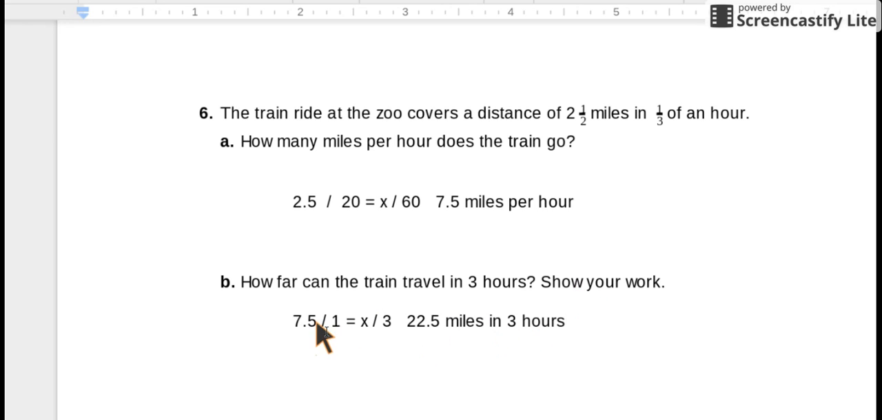By showing your work, you show the proportion you used. Now, a lot of people saw the unit rate, and they knew that 7.5 miles was traveled in 1 hour. So to figure out how many miles they traveled in 3 hours, all they did was multiply this by 3, which is pretty much what we did with our proportion. But the proportion is a good way to show the work.